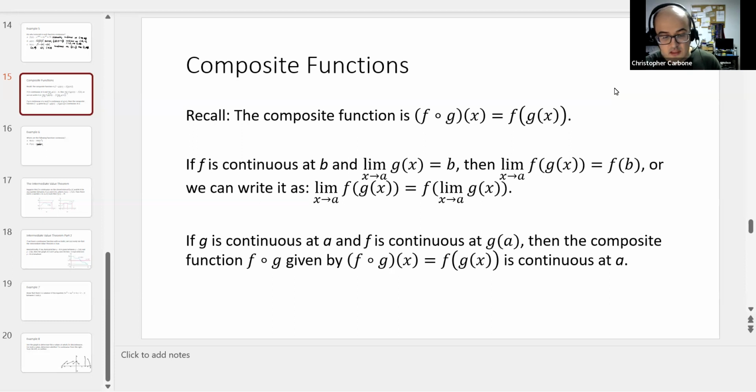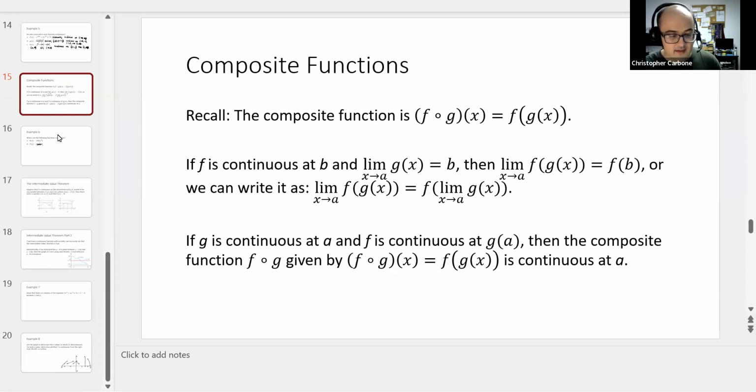And likewise from that, if g is continuous at a and f is continuous at g of a, then the composite function f of g, given by f of g of x, is continuous at that value of a.